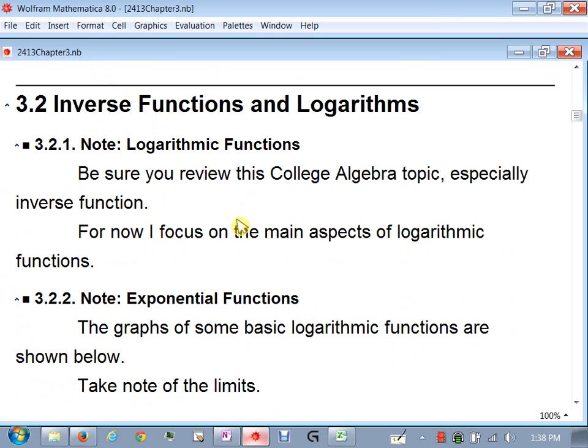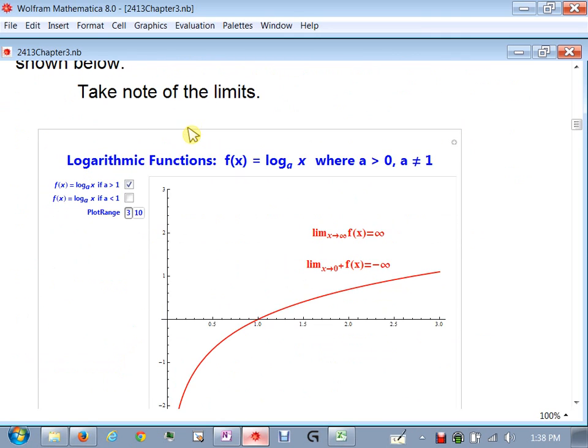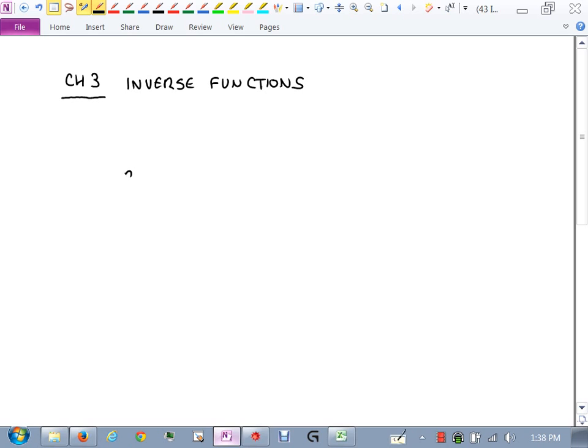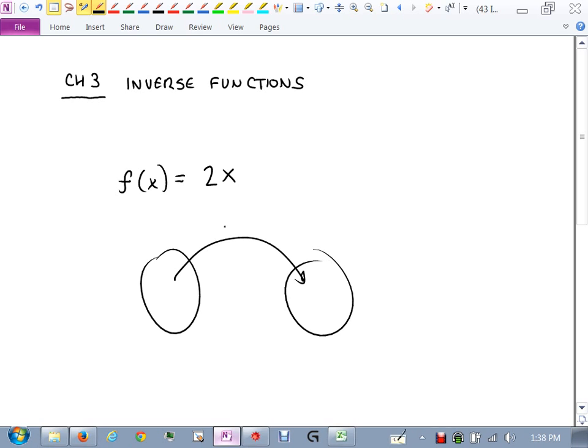For the log stuff, inverse functions, the idea of an inverse function is that you have a function that does something, and then the inverse function comes in and undoes it. Let's say you have a function, f of x equals 2x. That function takes something in and doubles it, right? So if it takes in the number 3, it spits out 6. The inverse function has to take 6 back to 3.